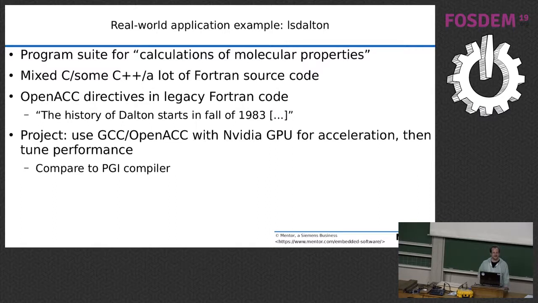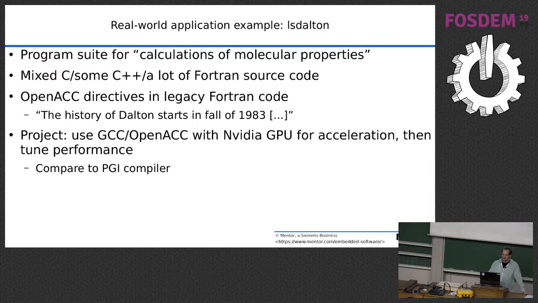Okay, then on to some project that we did last year, the Alice Dalton application, chemistry simulation, calculation of molecular properties. That's about all I know about it. I have not looked into it much at the level of what it's actually doing. I just have been given, or we as a group have been given this application with the goal to tune that for the performance that you get with GCC, OpenACC, with NVIDIA GPUs by comparing to the PGI compiler, which is kind of the standard you would use with NVIDIA GPUs. The PGI compiler, Portland Group, has been acquired by NVIDIA a while ago, so they have all the in-house knowledge.